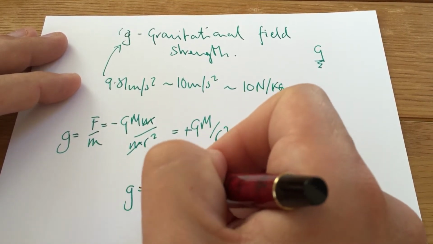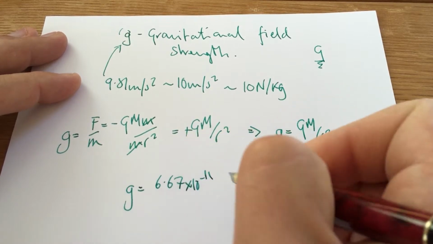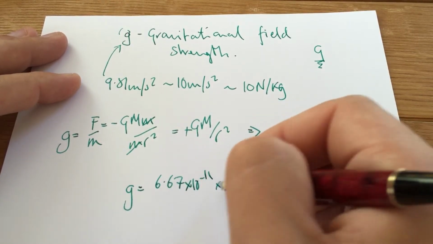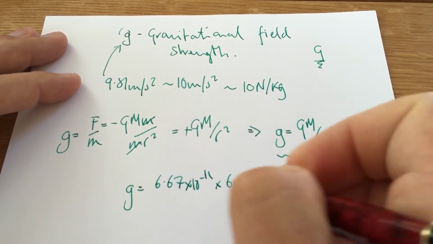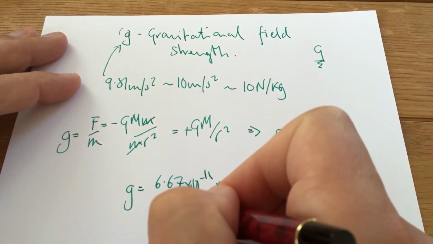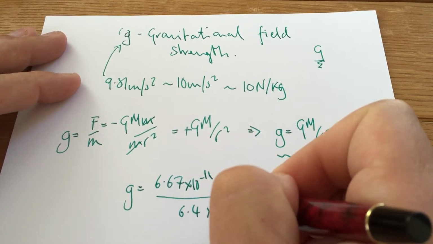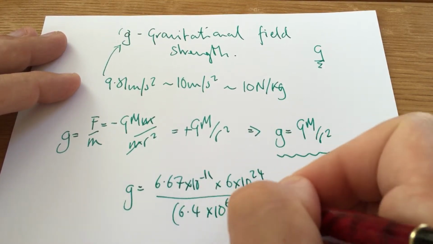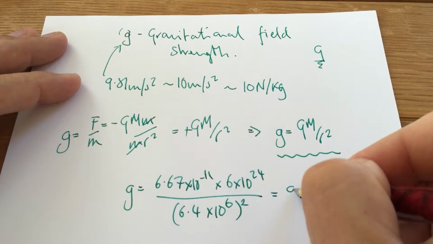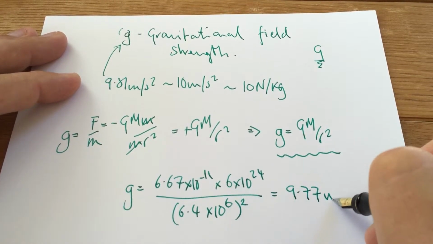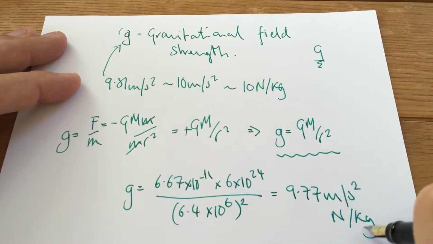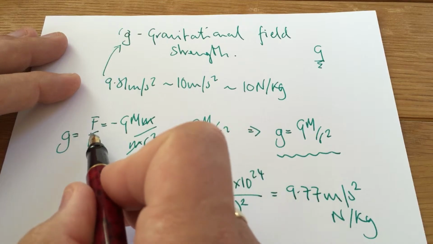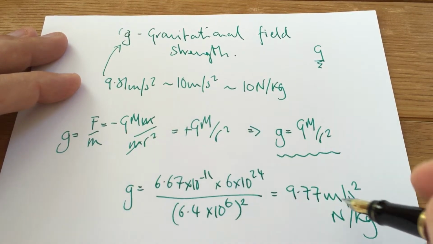This gives us 6.67 times 10 to the minus 11. I suggest you learn that constant rather than digging around on the data sheet. Times 6 times 10 to the 24, which is the mass of the Earth, over the radius of the Earth, 6.4 times 10 to the 6, or 6,400 kilometres. Don't forget to square that, often forgotten. And that gives you 9.77 metres per second squared, or indeed newtons per kilogram, whichever you prefer. Probably best to say newtons per kilogram, because that reflects the logic which you started with here.